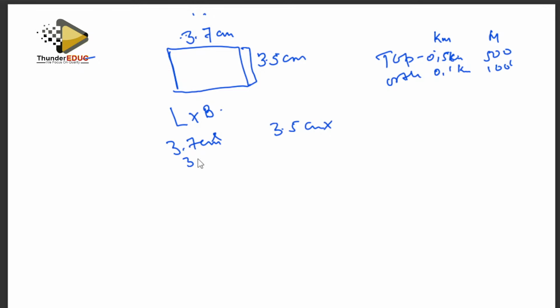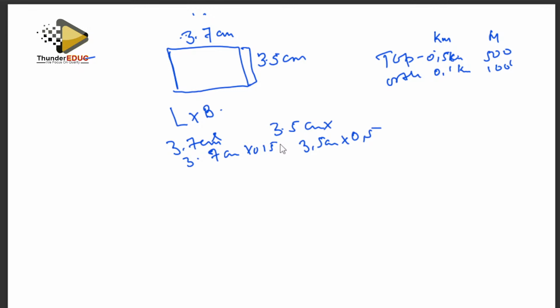So we say 3.7 centimeters. We multiply it by 0.5. Then we come here, 3.5 centimeters. We multiply it also by 0.5. Why 0.5? Because they want the answer in kilometers. I hope we're together, guys. If you have any question, you can just share it in a comment.